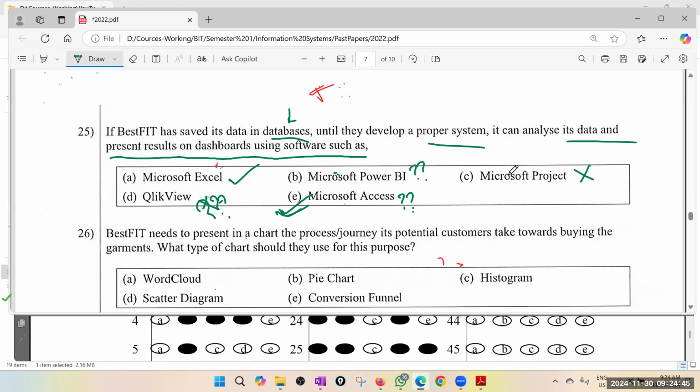Yeah. So the examiner has taken A and E, Excel and this. But of course, the examiner has not taken Project because that is for project management. I did not take these two because I am not very familiar with them. Maybe these are also some tools. Microsoft Power BI. I don't know. QlikView. This is L, right? I don't know how to pronounce this either. By the way, they have taken those two answers. Okay.